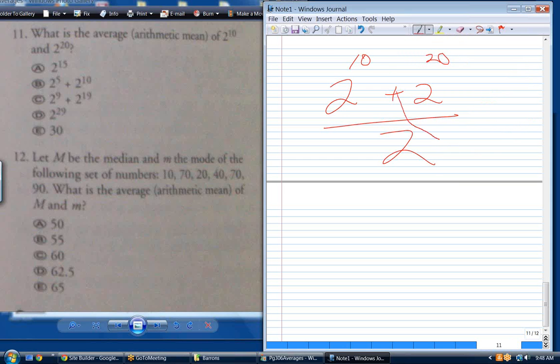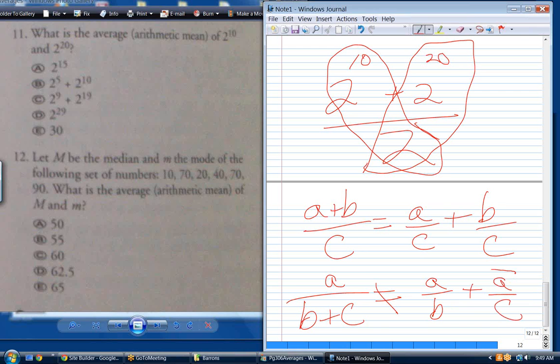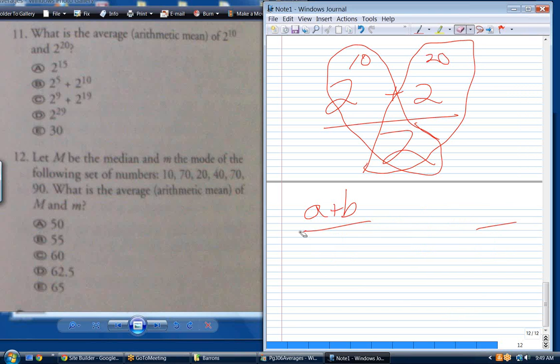Let's break this up into two fractions. That fraction plus this fraction. And you can do that. In other words, a plus b over c is equal to a over c plus b over c. Just do not make this mistake. That is not equal to a over b plus a over c. You see the difference? Yes. Okay. So we can only split it into two fractions if our denominator is a single thing.